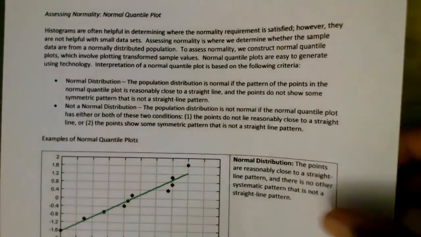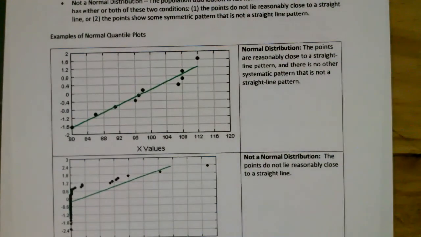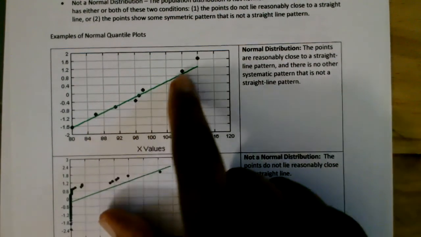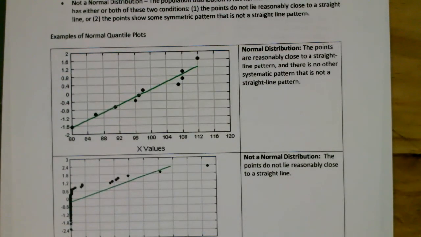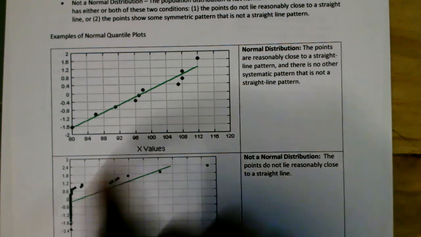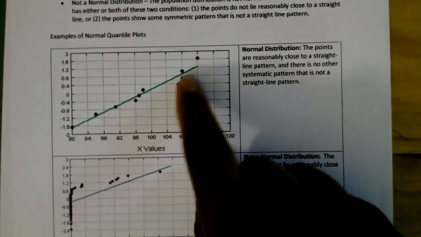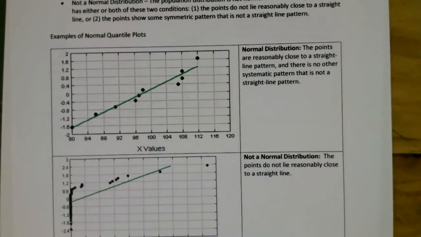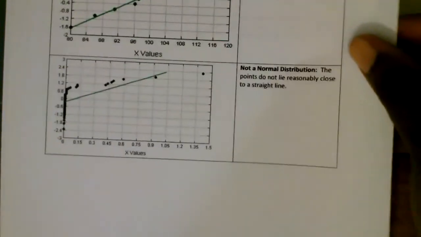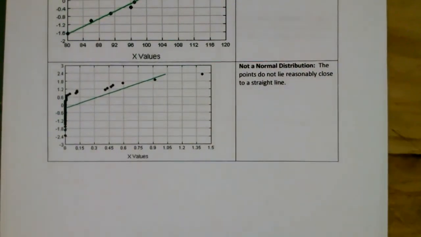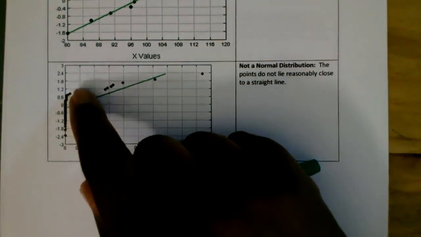So here are some examples of normal quantile plots. This one has a normal distribution because, as you can see here, the points are reasonably close to a straight line pattern, and there is no other systematic pattern that is not a straight line pattern. So this is close to a straight line, and we can consider that as having a normal distribution. This one does not have a normal distribution, and that's where the points do not lie reasonably close to a straight line. Here's where the points are right here.